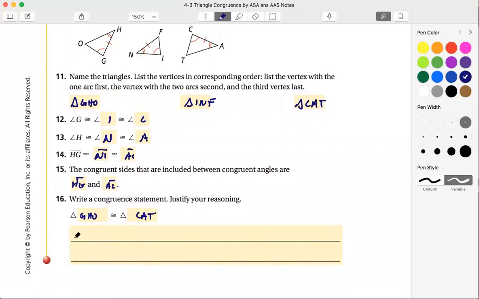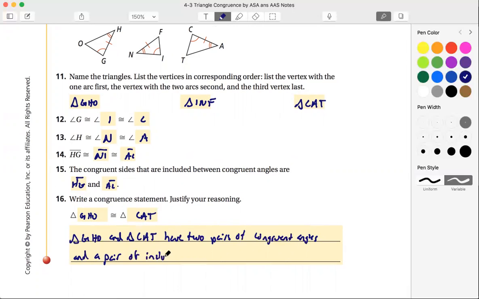All right, so we state triangle GHO and triangle CAT have two pairs of congruent angles and a pair of included congruent sides.